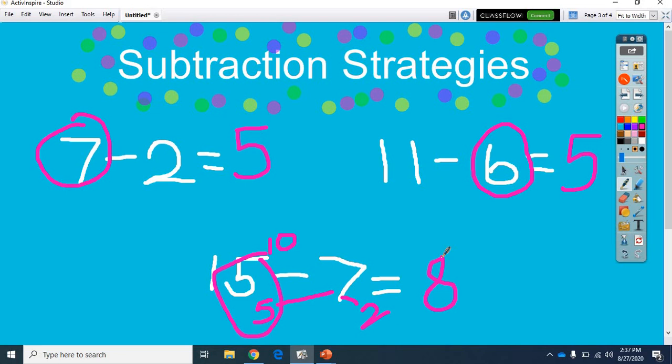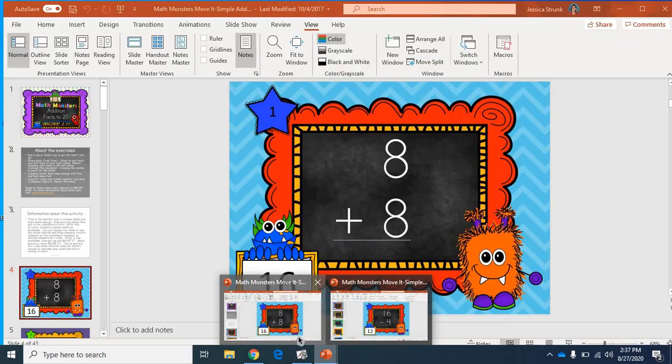You can choose any strategy you want. That's the beauty of these addition and subtraction strategies. Any of them will work for you. You find the one that you enjoy doing, the one you like. Alright, I promised you a game. We do have a little game that we're going to get up and move around a little bit.